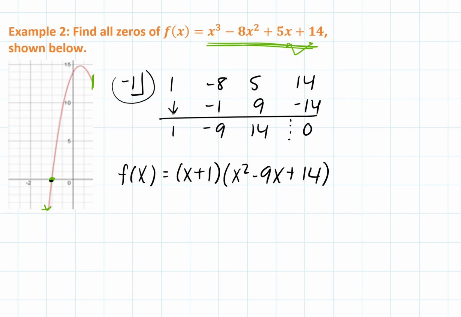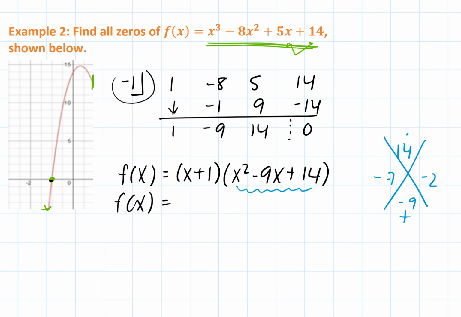Oh, this is nice. It's not fully factored because it's quadratic, not linear. But I can use the big X, two numbers that multiply to 14 and add up to negative 9. Those are easy to find. So we can just break it down further into x plus 1 times x minus 7 times the quantity x minus 2. Now we're not done because our goal is to find the zeros, the roots.